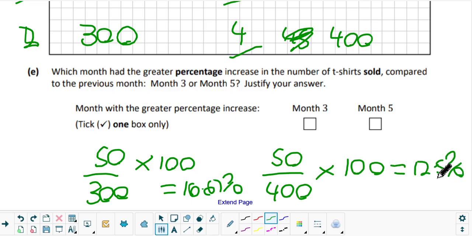So which one do we think had the better increase? Month 3, because it was an extra 50 on a previous 300, while this one's an extra 50 on a previous 400. So that's why it's considered a larger percentage increase. Is that okay?